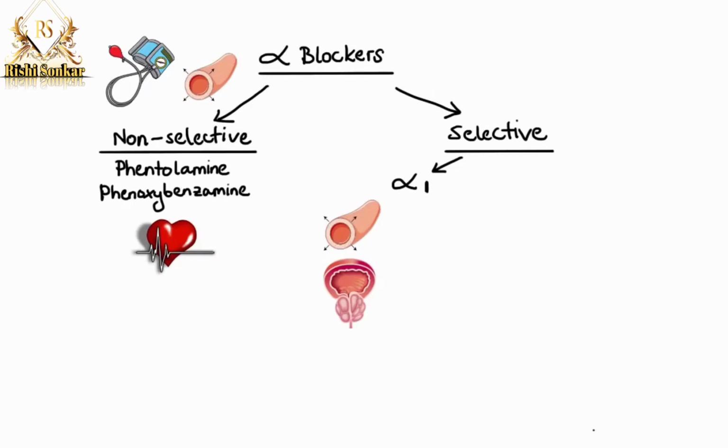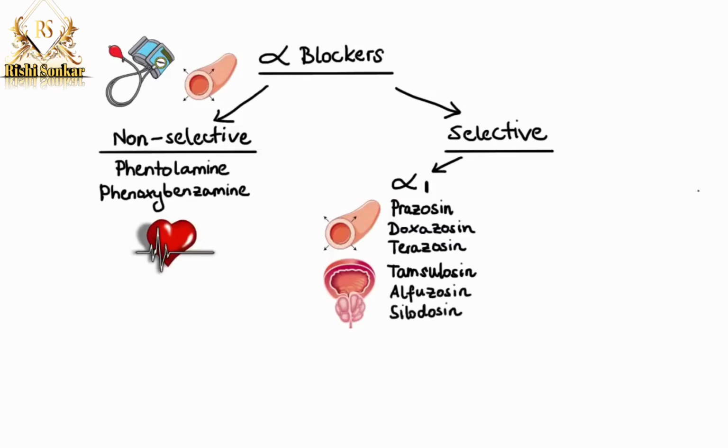Now, examples of alpha-1 selective blockers include prazosin, doxazosin, terazosin, tamsulosin, alfuzosin, and silodosin. And note that this ending with osin is a pretty good giveaway when it comes to identifying alpha-1 blocker. Now, the first three of these, that is prazosin, doxazosin, and terazosin, are effective treatment for hypertension, but have lesser effects on relieving symptoms of enlarged prostate.